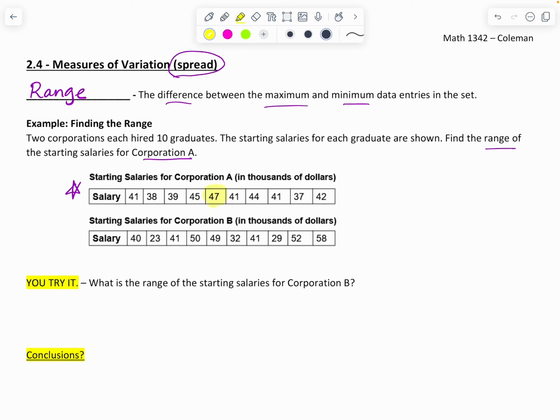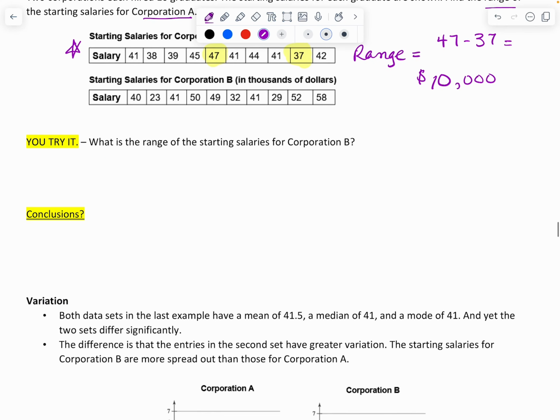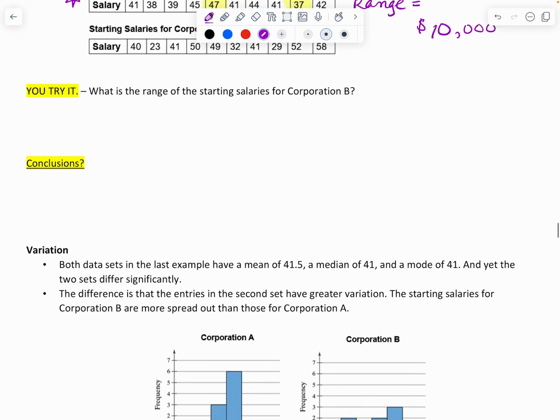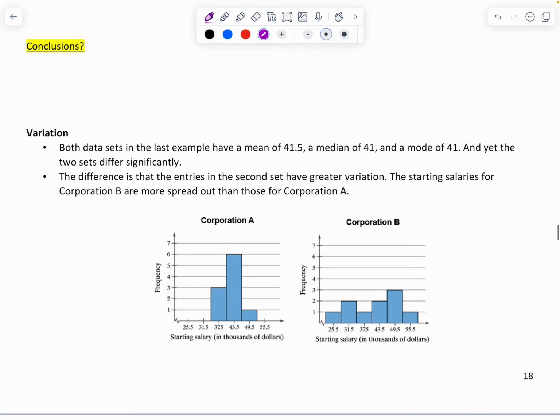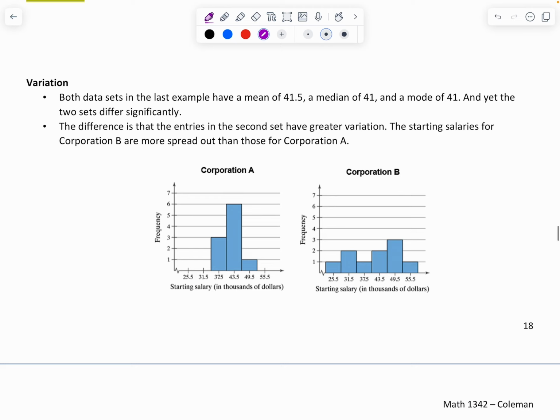And the minimum looks to be 37. So my range is equal to 47 minus 37, which is equal to 10. In this case, because it's in thousands, the range is $10,000. All right, you try it by finding the range of the salaries for Corporation B. That will be your next one.